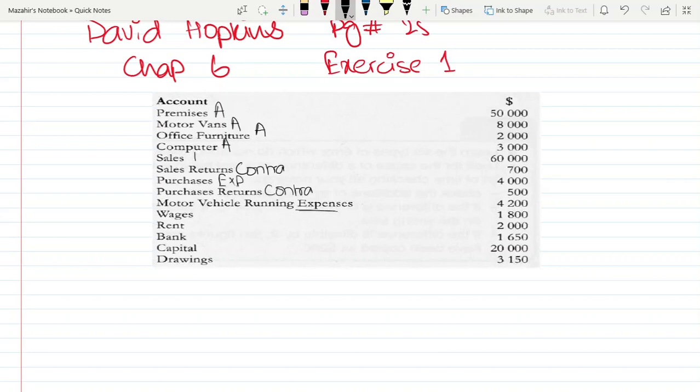Motor vehicle running expense, it clearly states. Then wages, rent, they both are expenses. Bank, it is our asset. Capital, it states itself, equity or capital. And drawings, that is contra for capital. Now we will discuss the format and we will solve this question quickly.